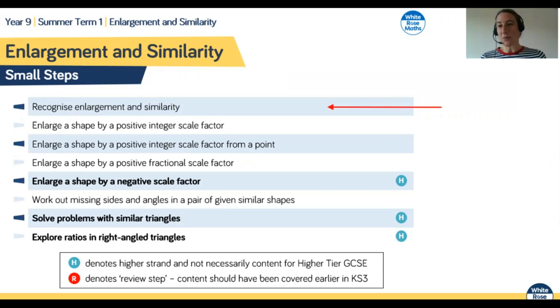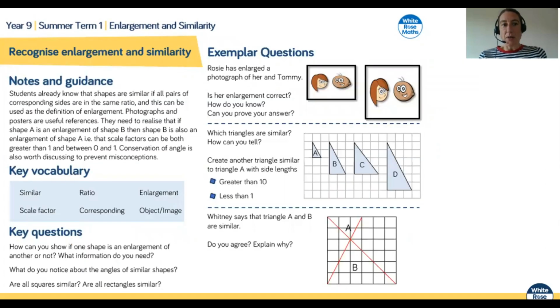The reason for this is when I reflect on my own teaching, I think sometimes I've not spent enough time on this step and instead perhaps rushed on to working out missing sides and angles in a pair of given similar shapes. And I haven't really dealt with the misconceptions every time. So I want to have a look to see how we can really allow students some time to explore the idea of similarity. So here is the notes and guidance page for that small step.